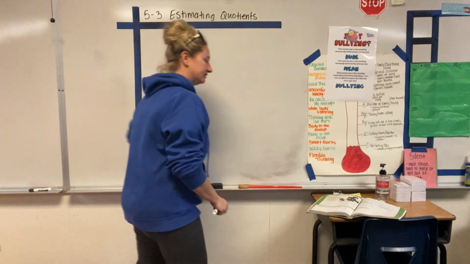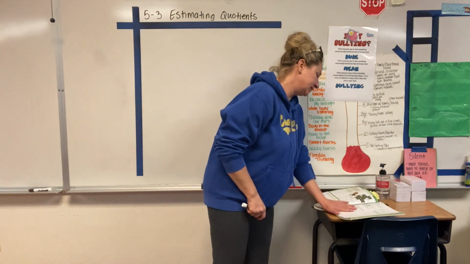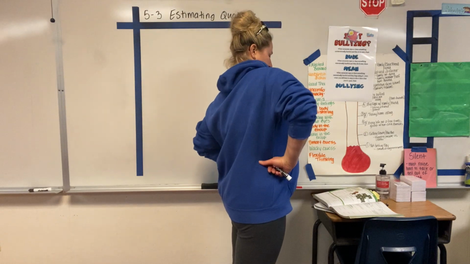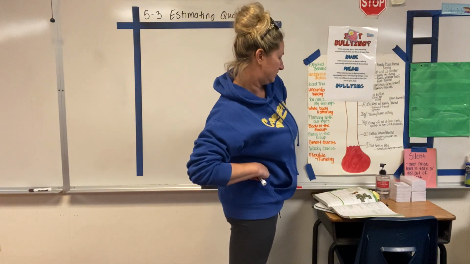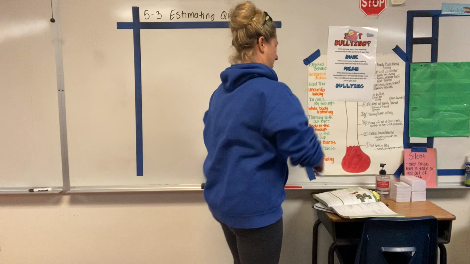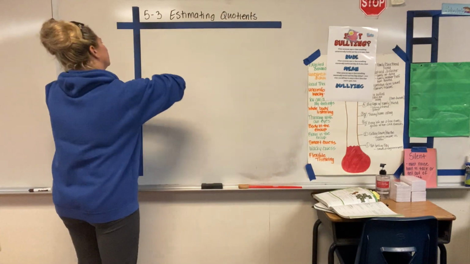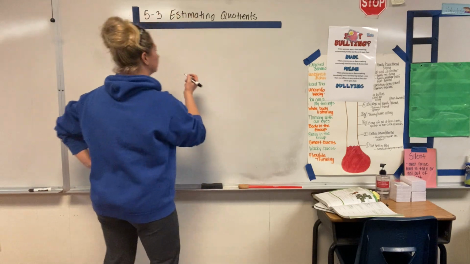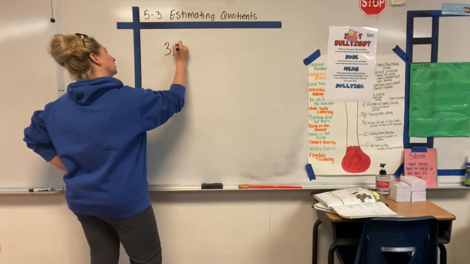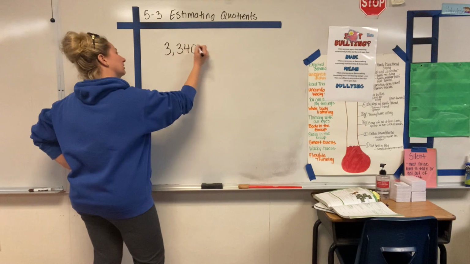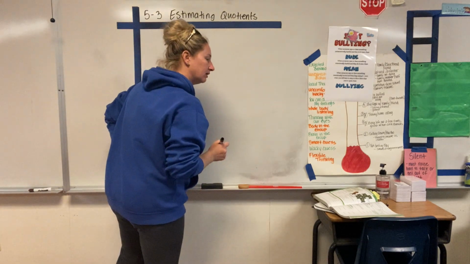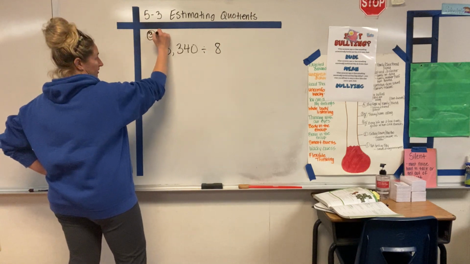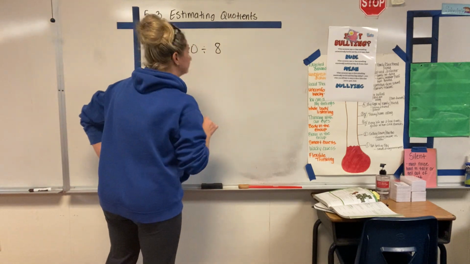Okay, so let's take a look at page 179 and let's do number 3. So that's 3,340 divided by 8. Okay, so this is number 3 on page 179.